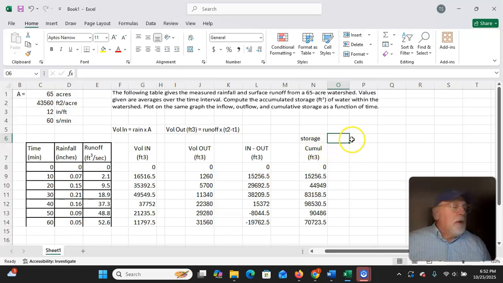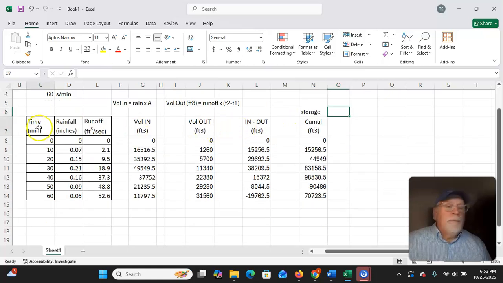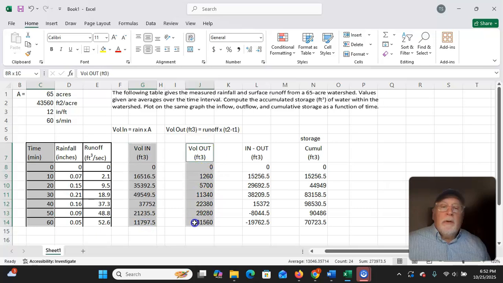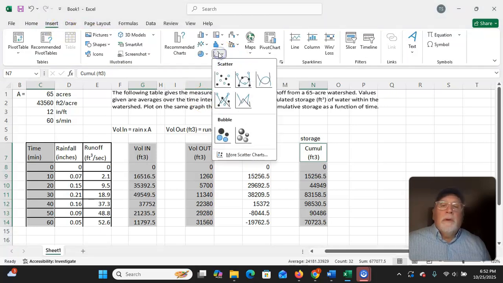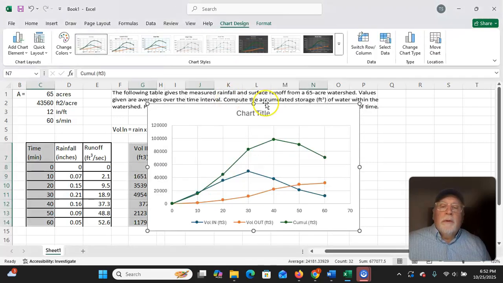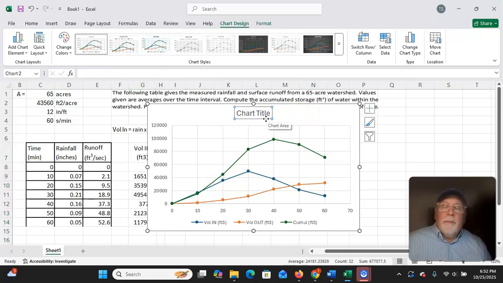So I want to graph this thing. So I want time, and then what do I want to graph? I want to graph inflow, outflow, and cumulative storage. So I'll go in, out, and cumulative. And then I will insert me a graph in there and we'll see what it looks like. There we go.